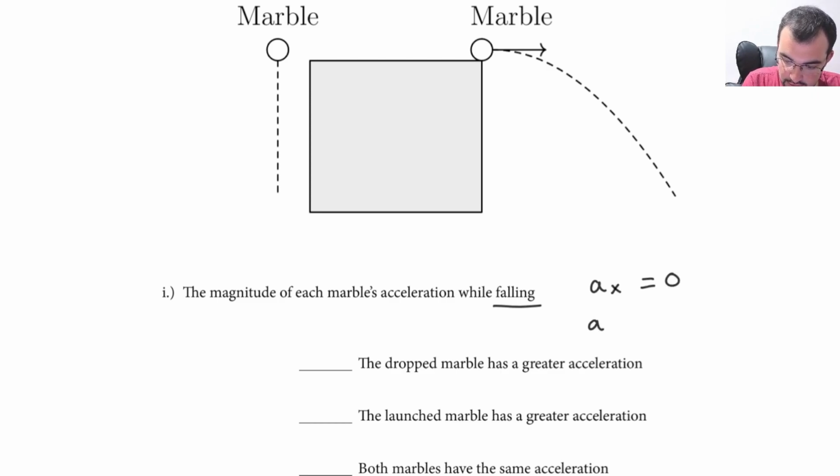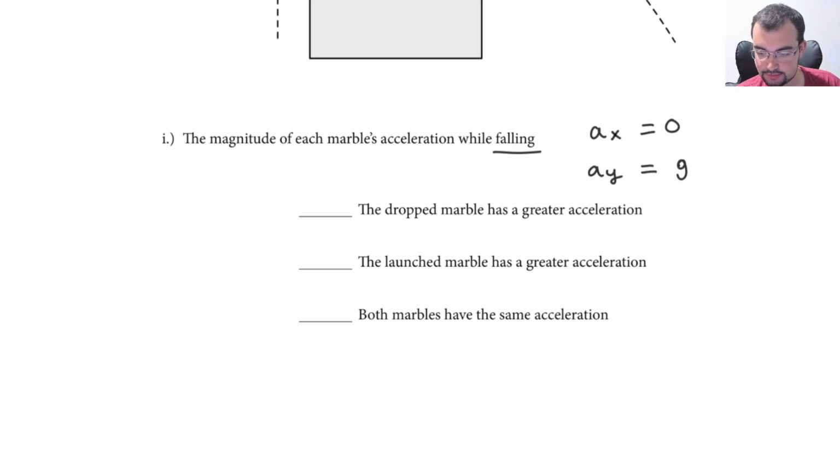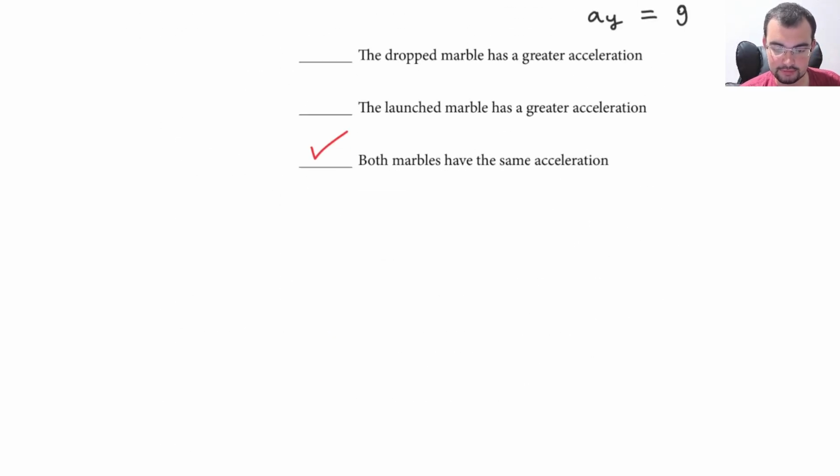Which means they don't accelerate vertically or horizontally, but they will accelerate down vertically at g. Gravity doesn't care if you're moving. Gravity is just gravity. So both marbles have the same acceleration. Both marbles are falling, so they're in free fall. So their acceleration is g. That's all.